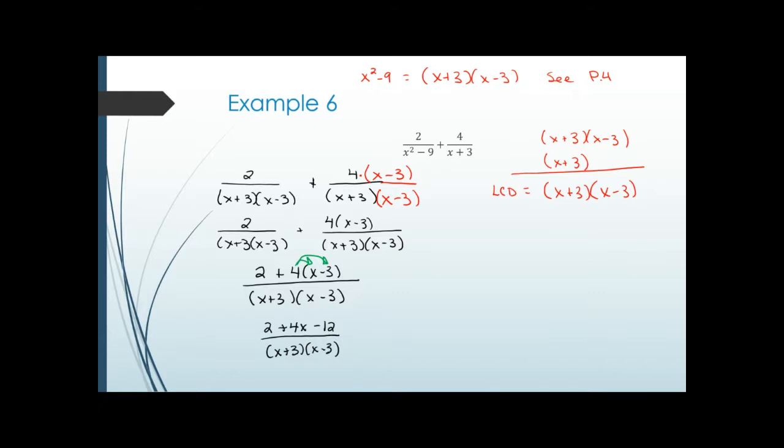Now you want to combine your like terms on the top because we need to simplify. So I can combine the 2 and the -12, 2 minus 12. And that 2 minus 12 is -10. And usually we put the x's first. So I'm going to put the 4x first. Actually, I'm not going to have enough room there, so I'm going to just move this over here. So I'm going to have 4x, and then 2 minus 12 is negative 10, and over x plus 3, x minus 3.